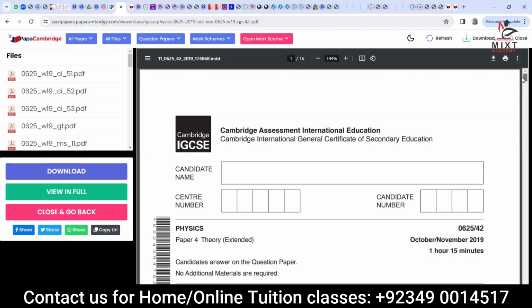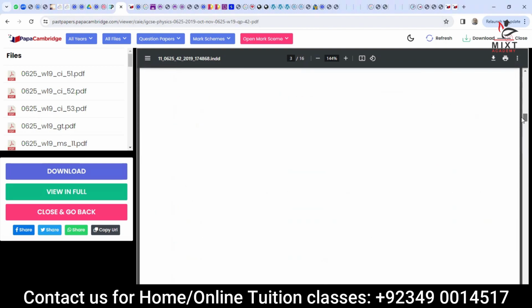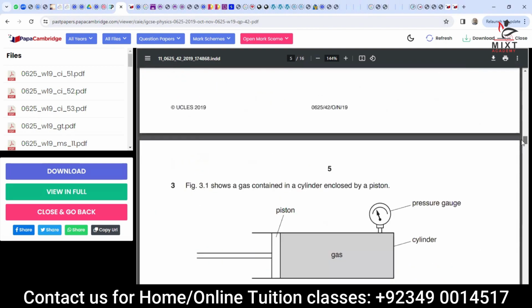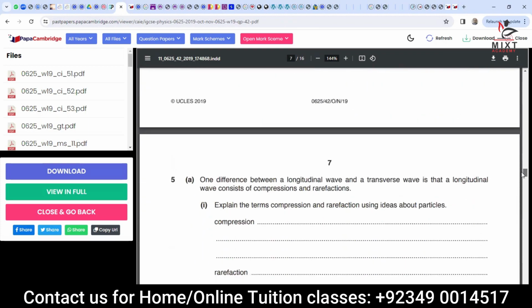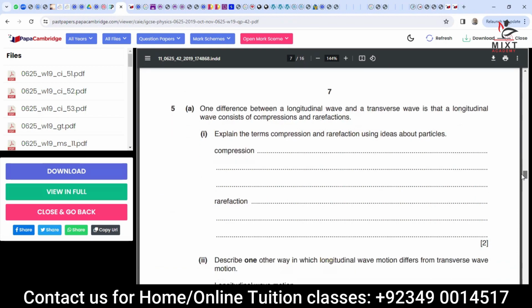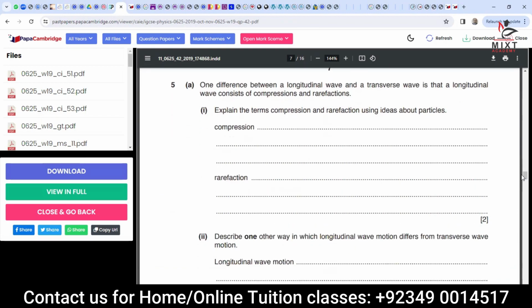Okay. So let's start with the light first. Okay, let's start with the waves. Ibrahim, one difference between a longitudinal wave and a transverse wave is that a longitudinal wave consists of compression and rarefaction. Explain the terms compression and rarefaction using ideas about the particles.